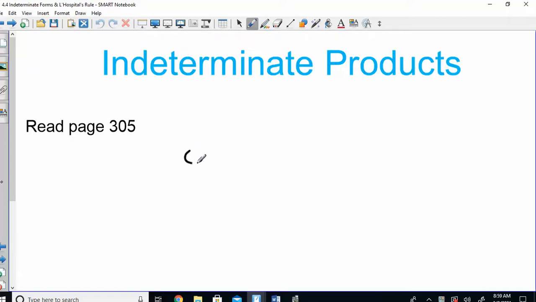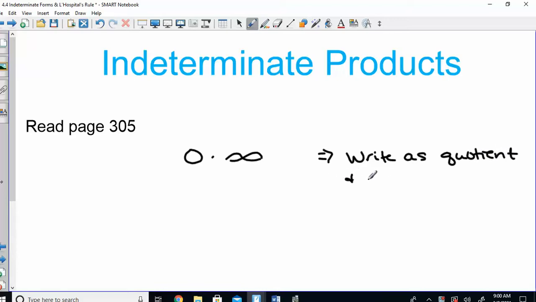If you have something of the form 0 times infinity, we also don't know what that means, because it depends. Is it approaching the 0 or the infinity faster? Which one wins? So sometimes this answer might be 0, sometimes it might be infinity, sometimes it might be something in the middle. In this case, our strategy is to write it as a quotient and use L'Hopital's.